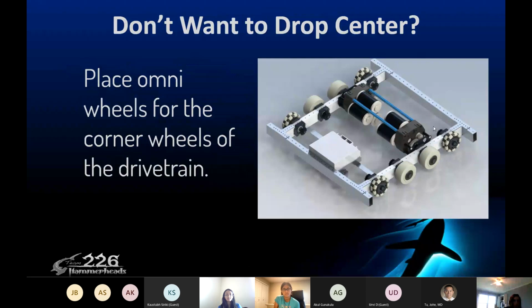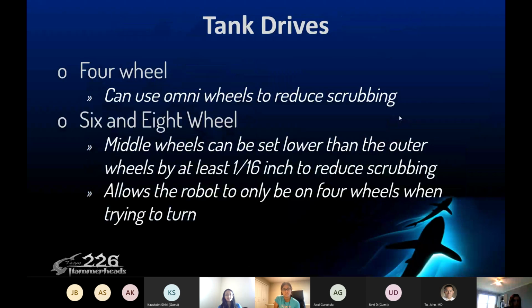So tank drives can either be 4-wheel or 6-wheel and 8-wheel. When you use a 4-wheel tank drive, you can use Omni Wheels to reduce scrubbing. And also when you're using the 6 and 8-wheel, the middle wheels can be put lower than the outer wheels. What this does is it raises the robot a little bit, so when it's turning, it's not turning on all of the outside wheels. Say you have 6 and the middle wheels are drop centered, then it'll be only turning on 4.